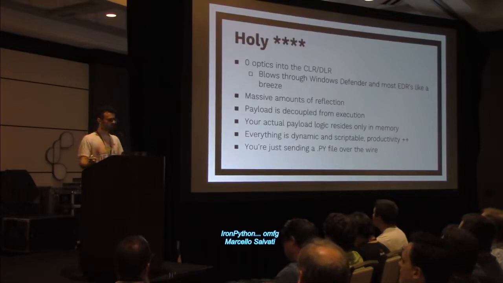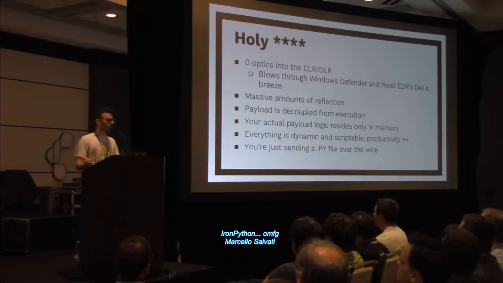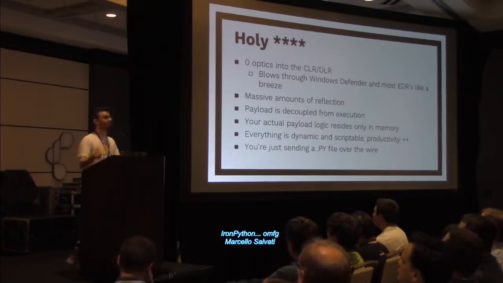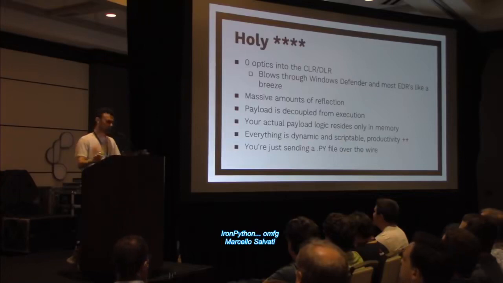Massive amounts of reflection, which is amazing from a red team point of view, because that means more evasion for us, right? So the more reflection, the better. Payload is decoupled from execution, which means you can, for example, weaponize some of Subt's whitelisting bypasses that he's been putting out recently, like the MSBuild one, which works great on a number of whitelisting solutions. It goes by those.